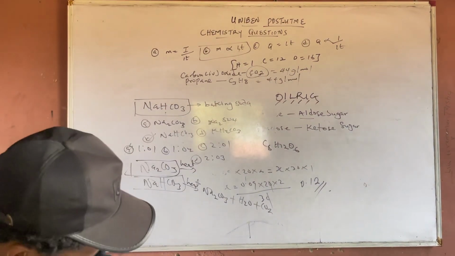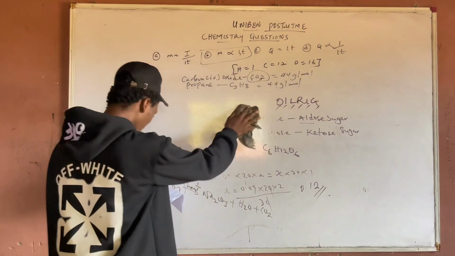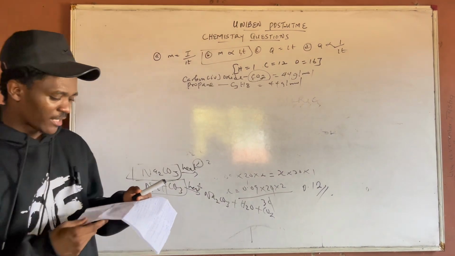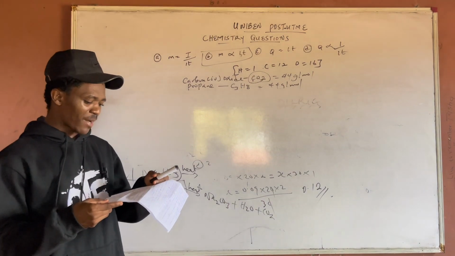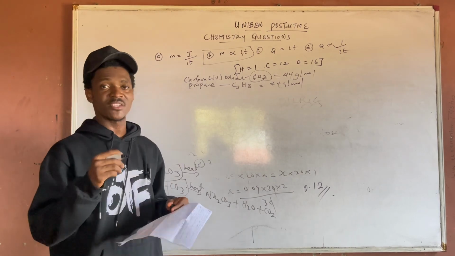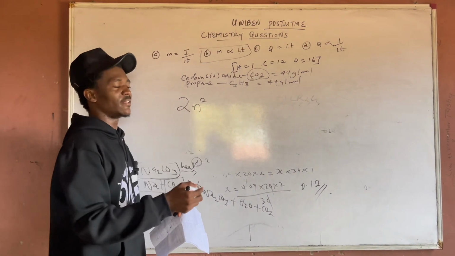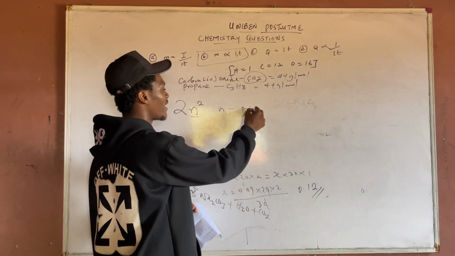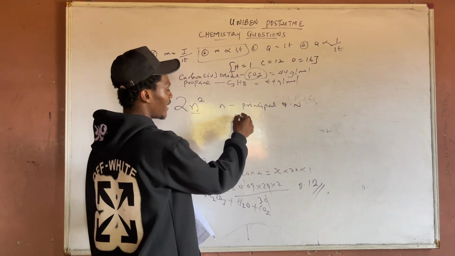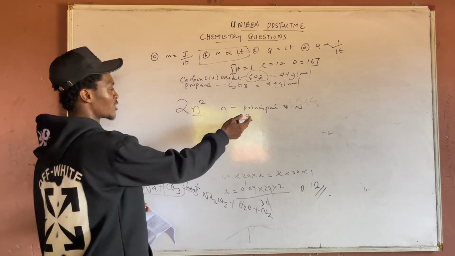Then the next question. The maximum number of electrons that can occupy the shell having a principal quantum number 3 is, now for you to obtain the maximum number of electrons a particular shell can take, you use the formula 2n squared. This square only affects the n, where n represents the principal quantum number. We are given the principal quantum number to be 3, and we are told to calculate the maximum number of electrons. So all you are supposed to do is plug in this value.